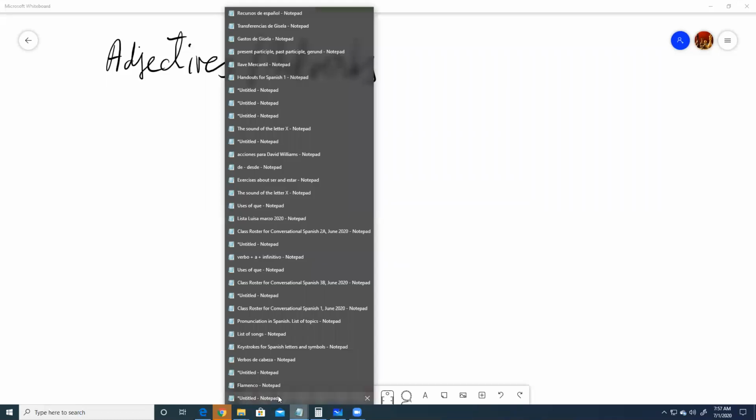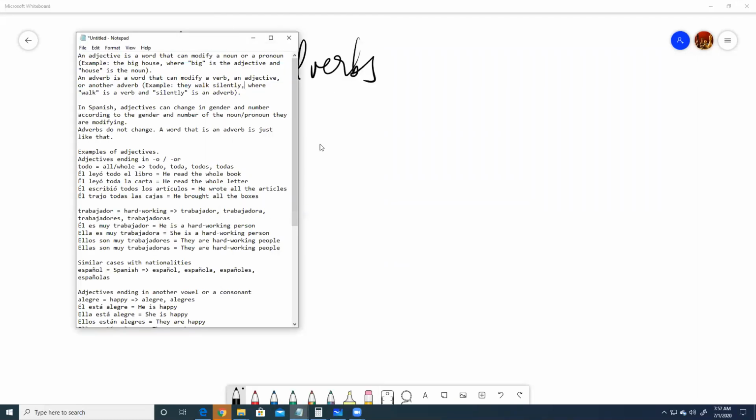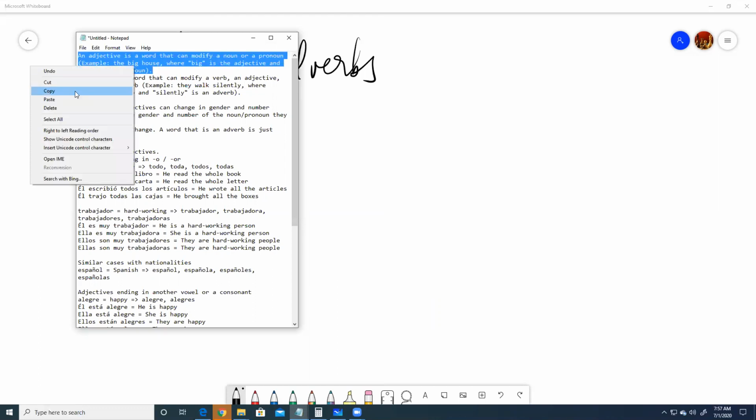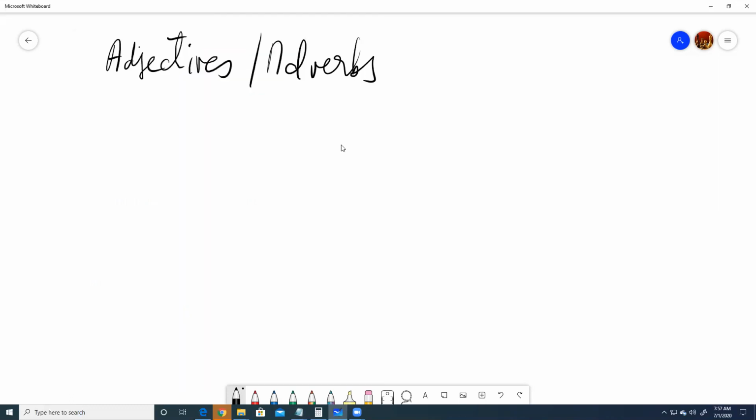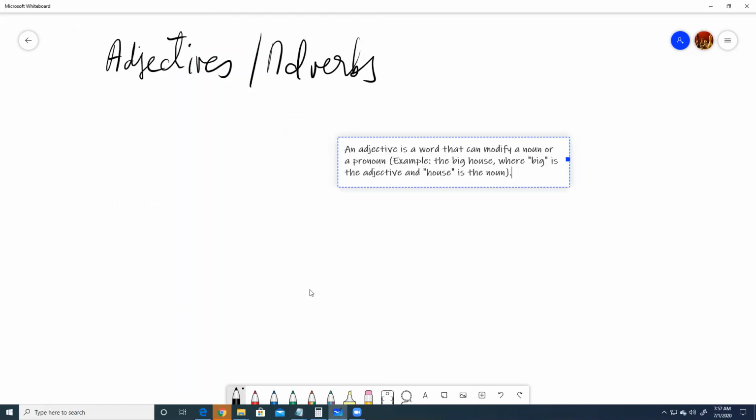So first, let's copy the definition of an adjective. Okay, so here we have: an adjective is a word that can modify a noun or a pronoun. Example, the big house, where big is the adjective and house is the noun.